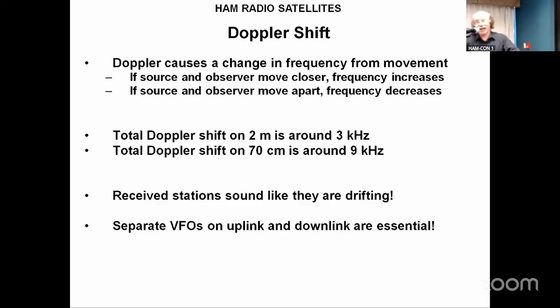So if you're listening to a satellite on CW, it sounds something like this. And you're sitting there feverishly moving the VFO knob trying to keep up with it, right? That's how it works. And on UHF, it's even worse than VHF. On UHF, it's like 9 kilohertz from the start to the middle. That's pretty significant. So receive stations sound like they're drifting, and you have to control your receive VFO and your transmit VFO and get everything copacetic. So separate VFOs on the uplink and downlink are pretty essential.